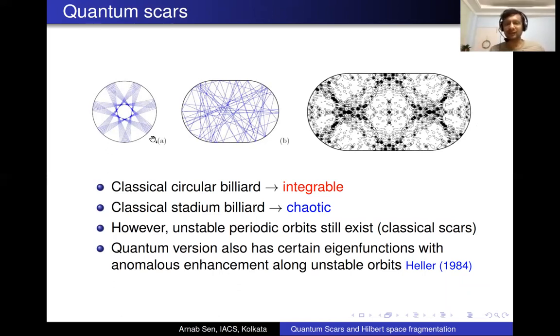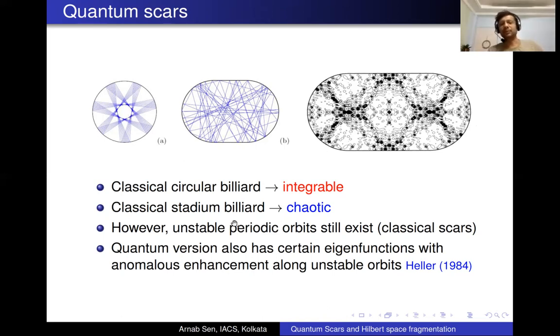obvious conservation laws. First is energy. And the second is, because this is circular, there's angular momentum conservation as well. So this problem is integrable. So of course, it's not surprising that the trajectories are not chaotic, right? It's not surprising at all.